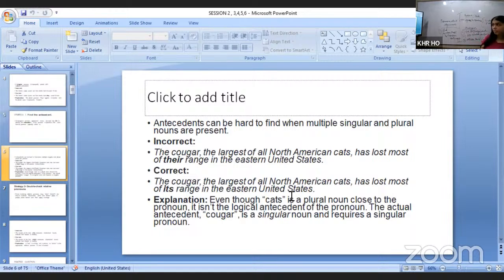Now, it can be hard to find out when you have multiple singular and plural nouns present in the sentence. So you can see the incorrect sentence. Nusaiba, read the incorrect sentence loudly. Incorrect: The cougar, the largest of all North American cats, has lost most of their range in the eastern United States. Raina, are we talking about cougar over here or are we talking about cats over here?